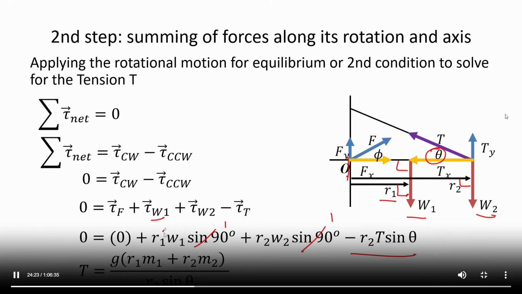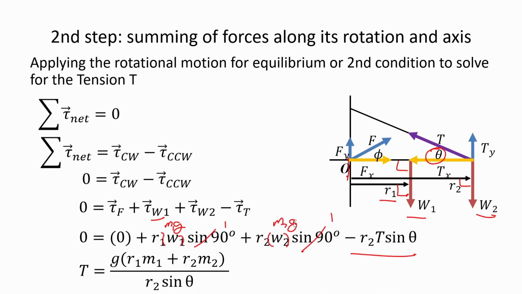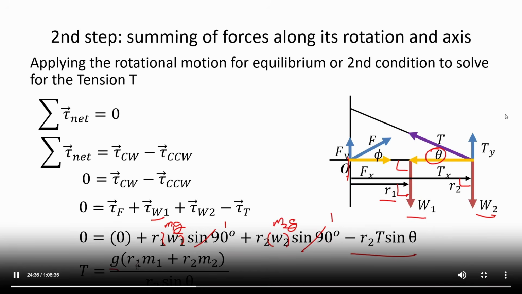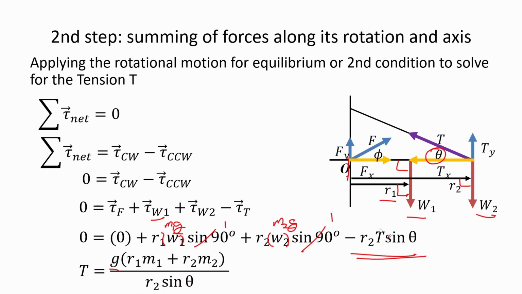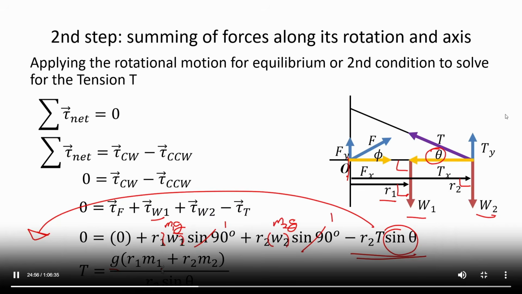So we know weight 1 as M1G, and this one as M2G. That means we can factor out the G: G times R1 M1 plus R2 M2. And then we simply transpose it to one side and bring down this one by crossing, so it goes to the bottom. So the expression for the tension is T equals G (R1 M1 plus R2 M2) over R2 sine theta.